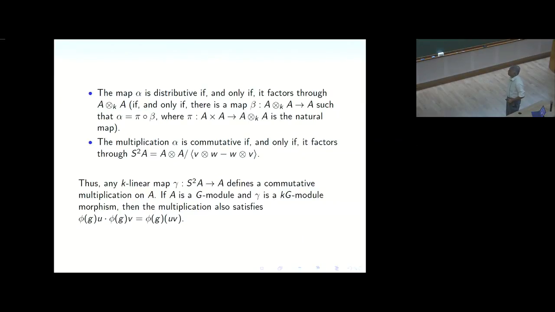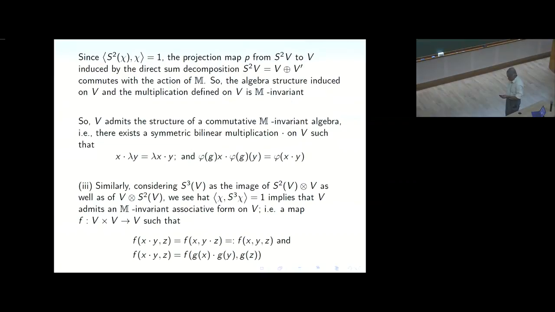But you see, for our irreducible representation, Norton had verified that the irreducible representation appears with multiplicity 1 in the symmetric square of that representation. And that is the reason why we can do this. So since this is 1, the projection map from S²V into V defines a commutative M-invariant multiplication on V. That is, we have multiplication with this property.